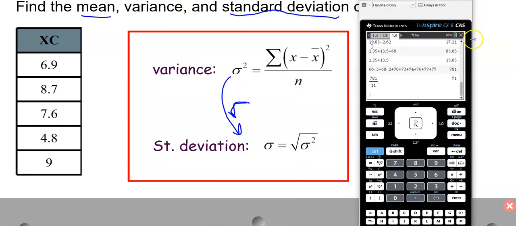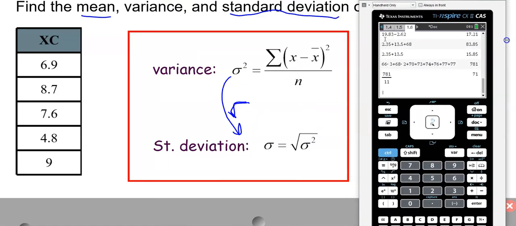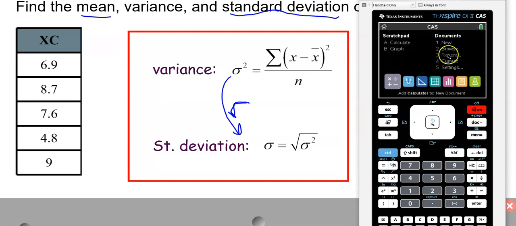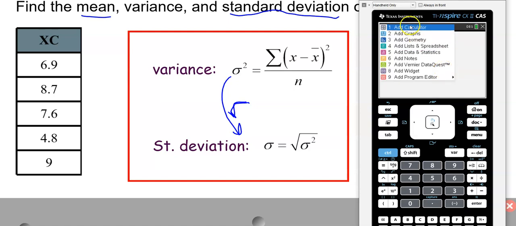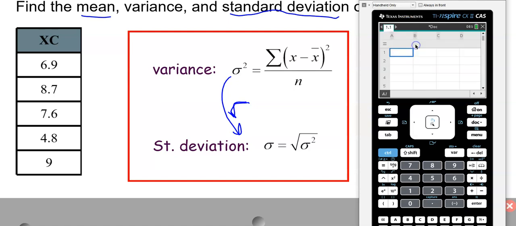Let's do that here. Okay, so I'm going to go to Home and a new document, just start fresh and say no, don't save changes. And let's start with the list and spreadsheet page. So go up to the very top, use your arrow keys to go up to the very top next to the letter A, and we're going to put XC for the name of the list.